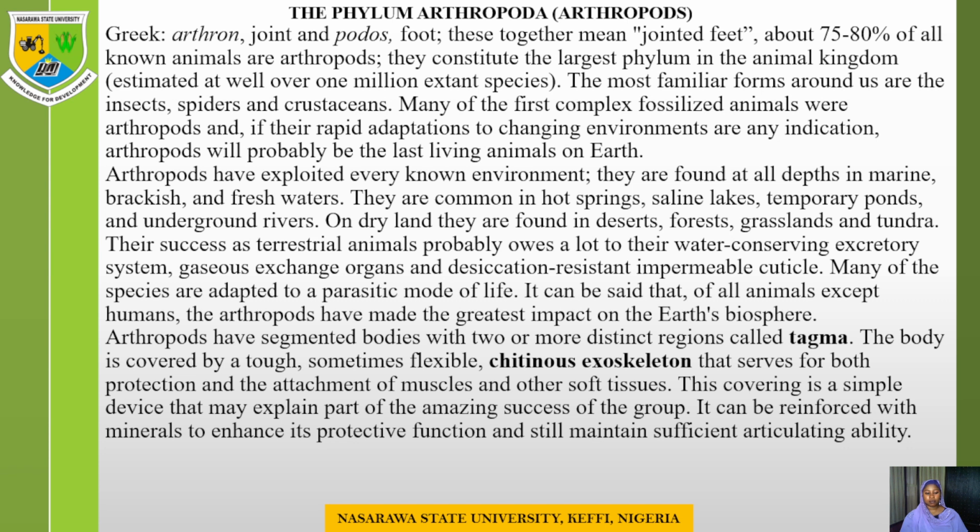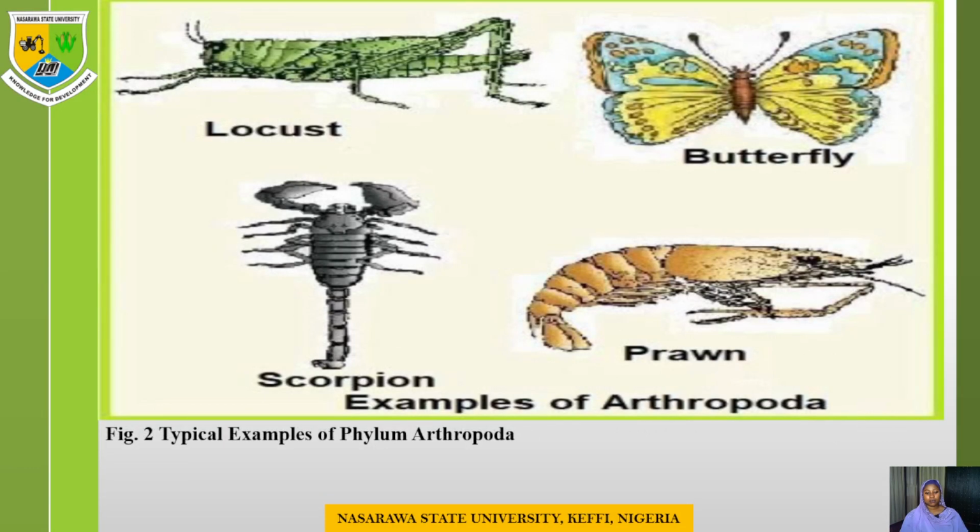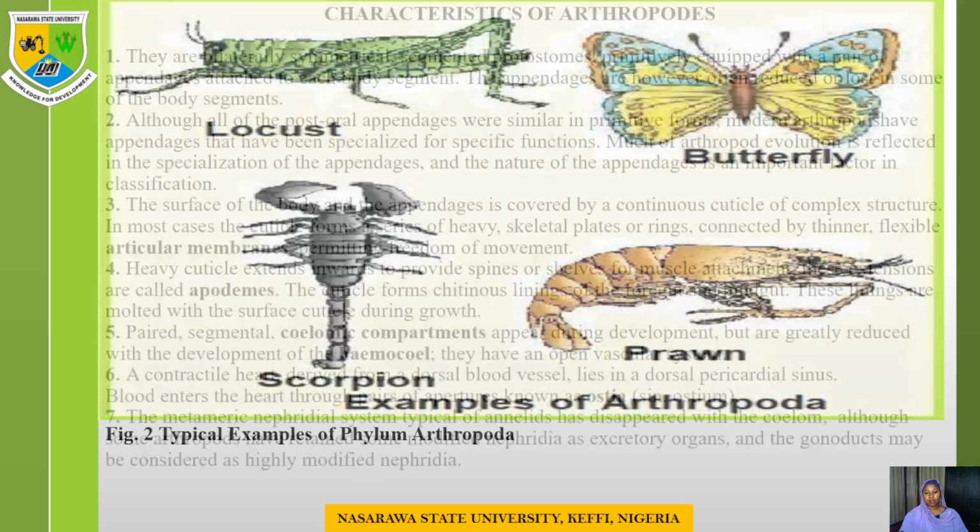Arthropods have segmented bodies with two or more distinct regions called tagmata. The body is covered by a tough, sometimes flexible chitinous exoskeleton that serves both protection and the attachment of muscles and other soft tissues. This is a typical example of the phylum Arthropoda: a locust, a scorpion, a prawn, and a butterfly.